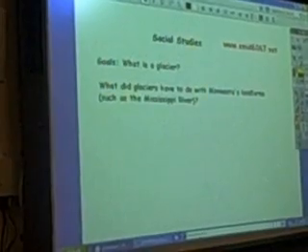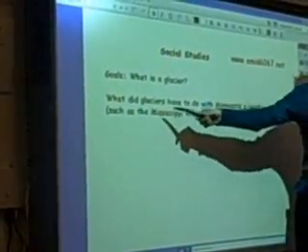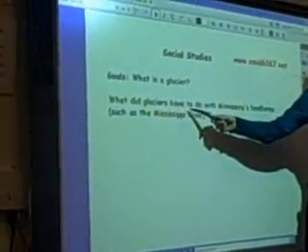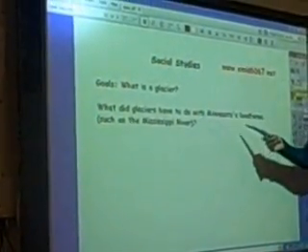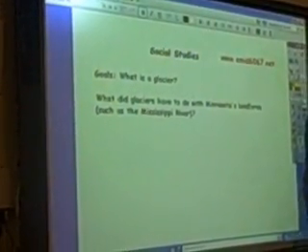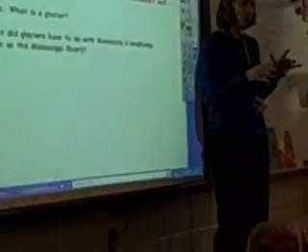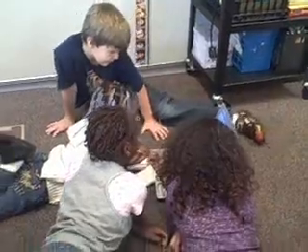And we also had a second question. So read the second question. What did glaciers have to do with Minnesota's landforms? And then I thought I would remind you, such as the Mississippi River. Remember, we've made our 3D maps. You know about the landforms. So how are glaciers related to Minnesota's landforms? That's what you need to start working on today.